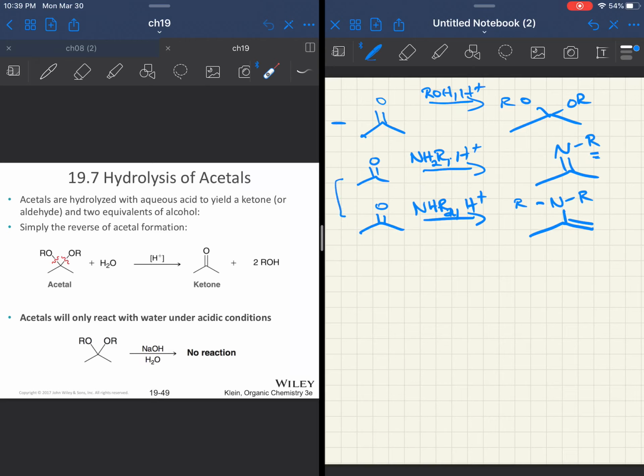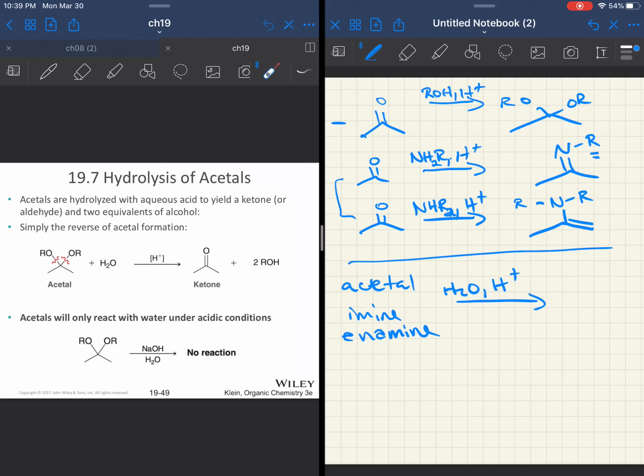Okay, so that was in the lectures before spring break, the last video, and where we're starting here is the reverse reactions. All three of these groups, the acetal, the imine, and the enamine are all reversible reactions. If we use H2O and acid, so we're going to use a dilute acid solution now, we can revert back to our carbonyl, to our aldehyde or our ketone.